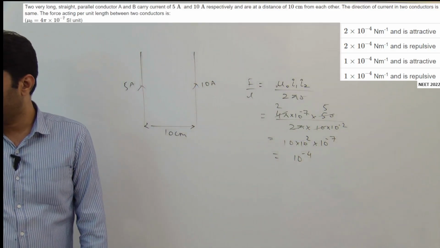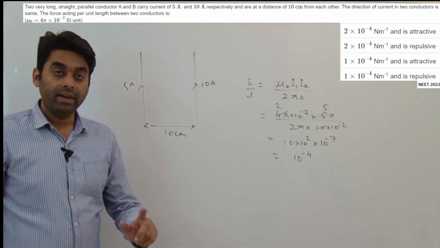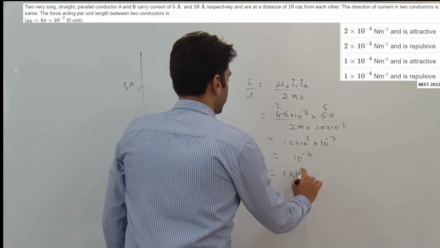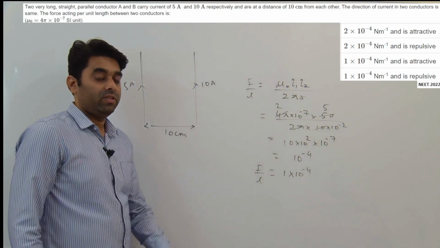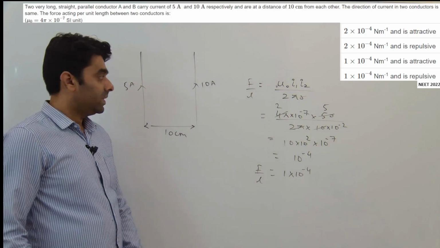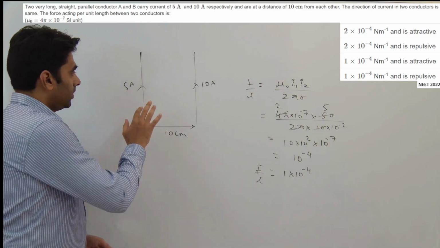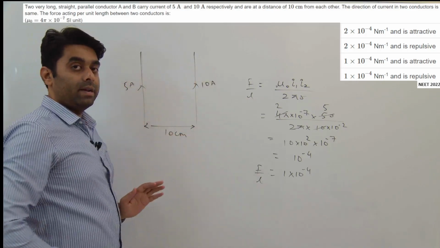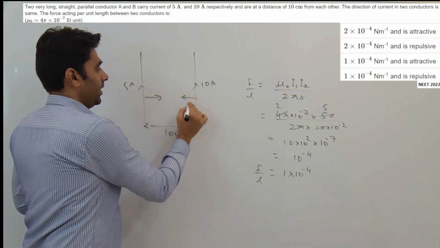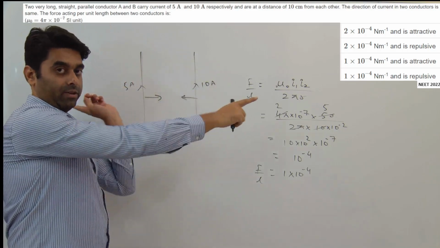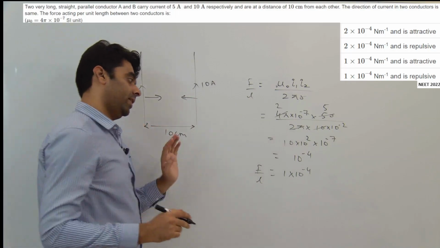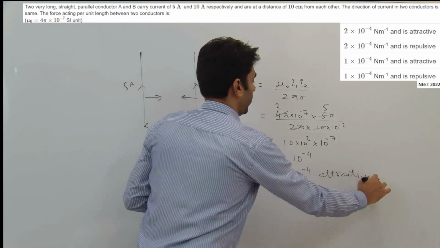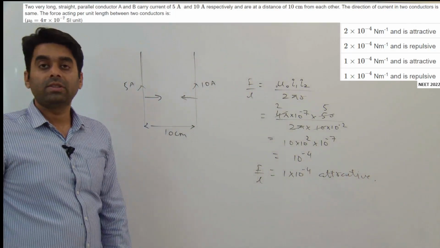Do we have any option like this? Yes. Options C and D are this only. Force per unit length is 1 into 10 power minus 4. Now the question is, is it attractive or repulsive? The simple point that we have to remember is that if current flows in the same direction, the wires will attract each other. If the current flows in opposite directions, the wires will repel each other. So the answer for this will be 1 into 10 power minus 4, attractive. Option C will be the correct answer.